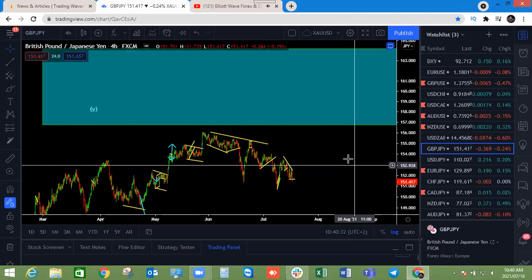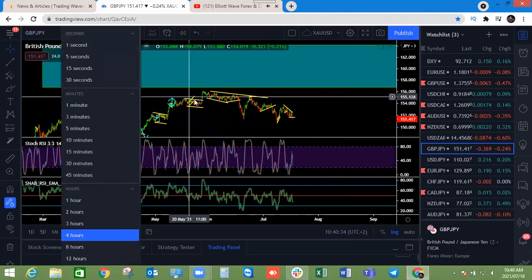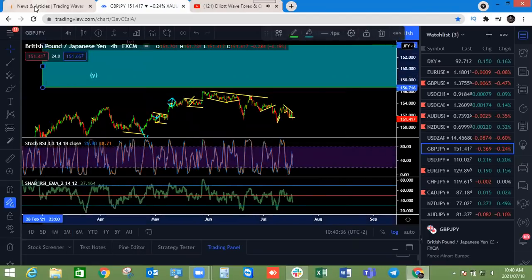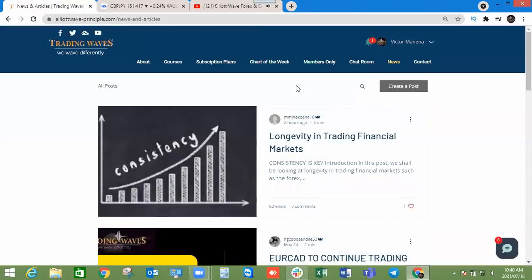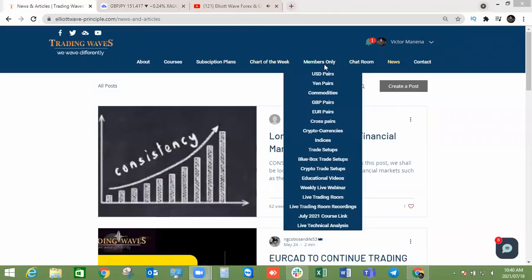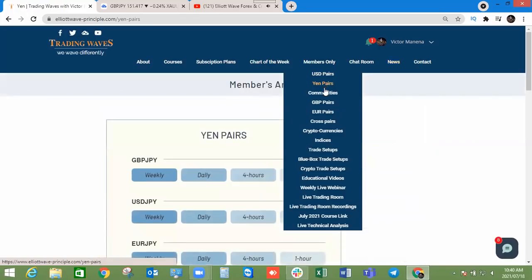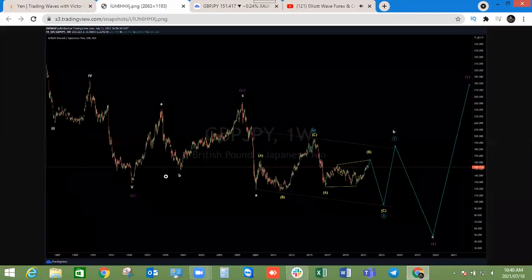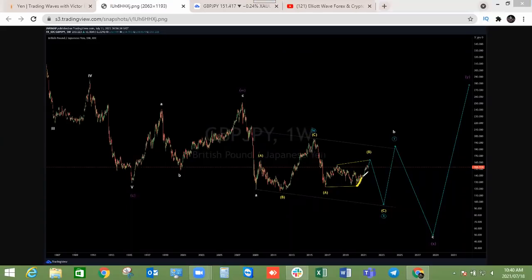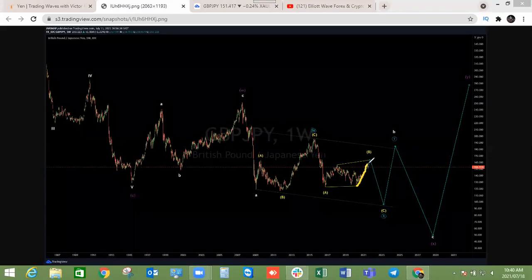Now I want to refer you to the weekly chart here. Let's go to the weekly chart on pound yen. So let's go to the website and look at the weekly chart on the yen pairs and the members' yen pairs. So the move to the upside on the yen pairs may have ended. Okay, you see that. So this is where we are currently with pound yen. We are currently at this critical level.